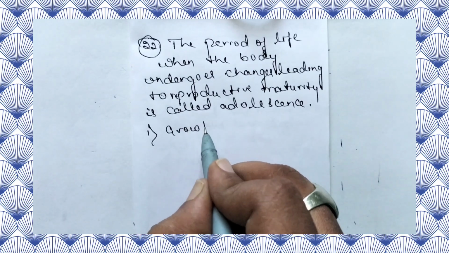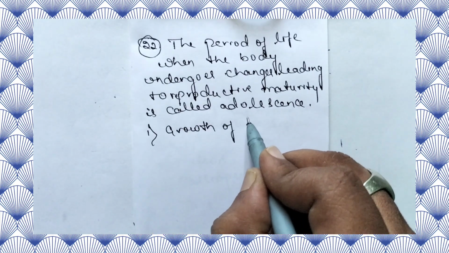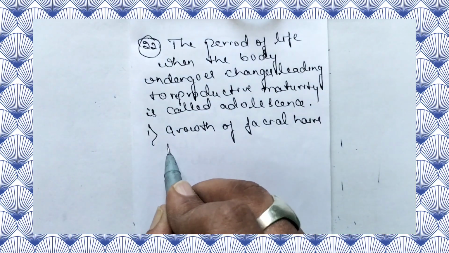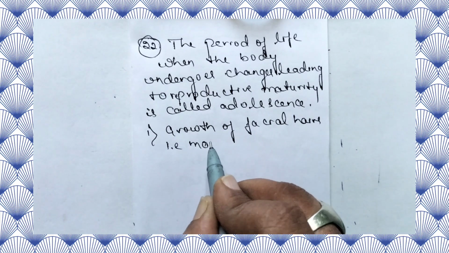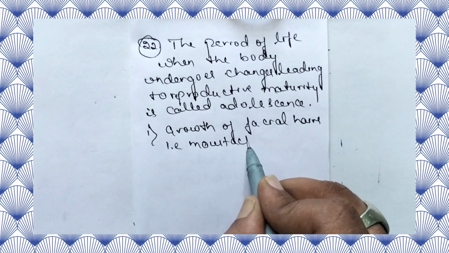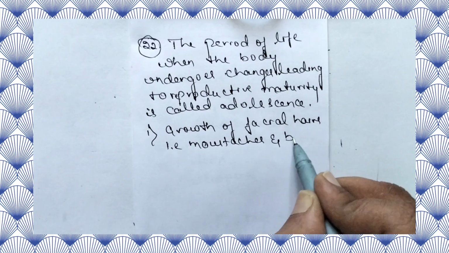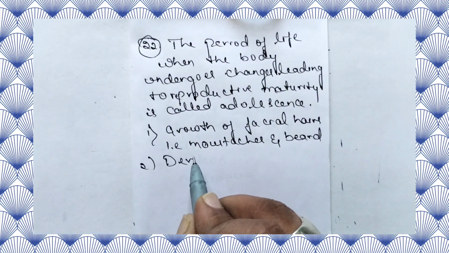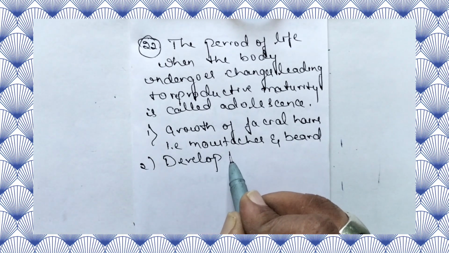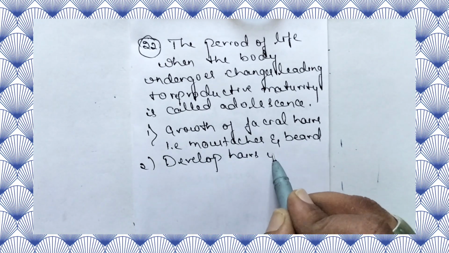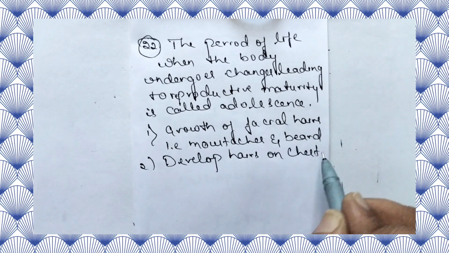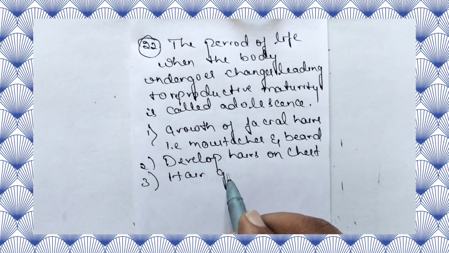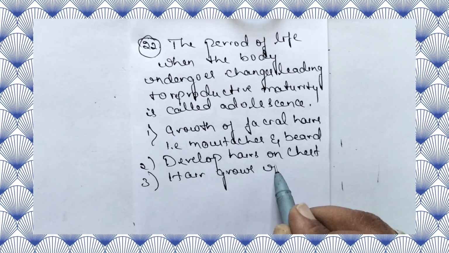First point, what changes can you observe? Growth of facial hair, that is mustache and beard. Second point, hair develops on the chest. Third point, hair grows under the arms.